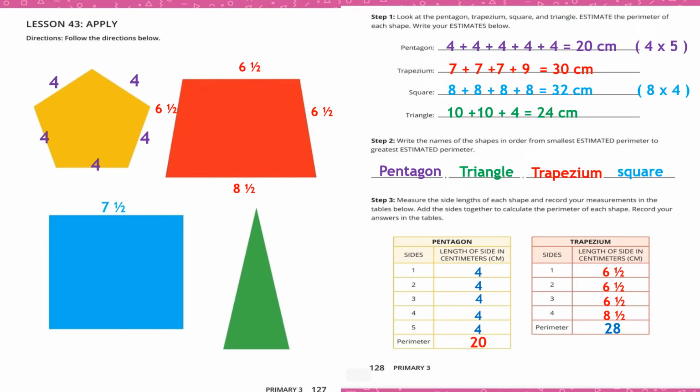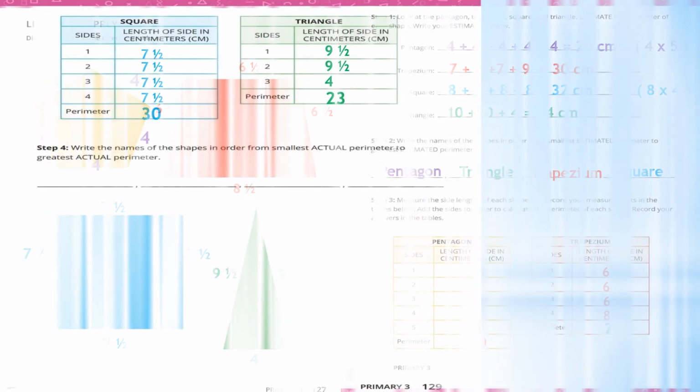The third shape is the square. Its side length is 7.5. We will add all of these sides. We know that a square has 4 equal sides, so the first is 7.5, and all of them will be 7.5. We will write them and add all of them together to find the perimeter, as we did in the pentagon and trapezium. The last shape is a triangle. We have 2 long sides that are 9.5, 9.5, and 4. We'll write them here.